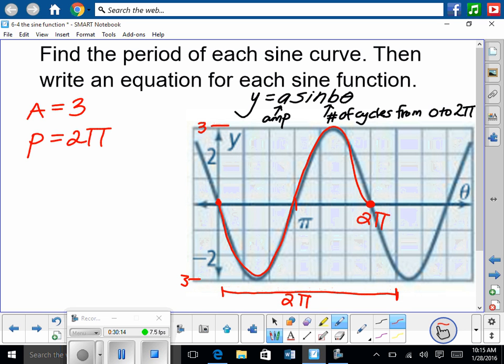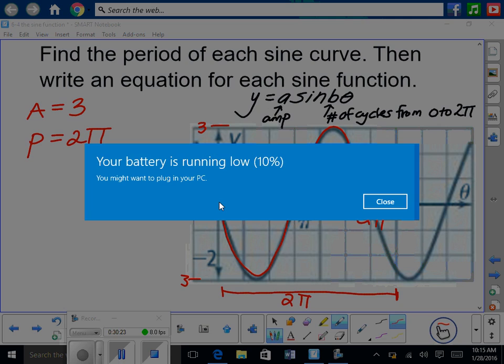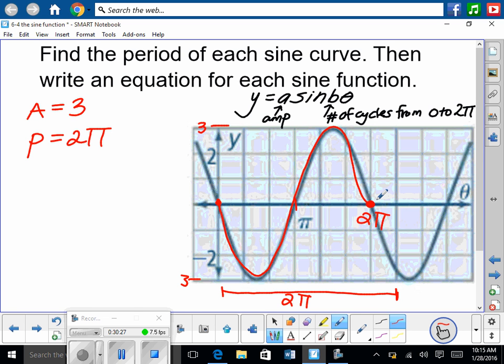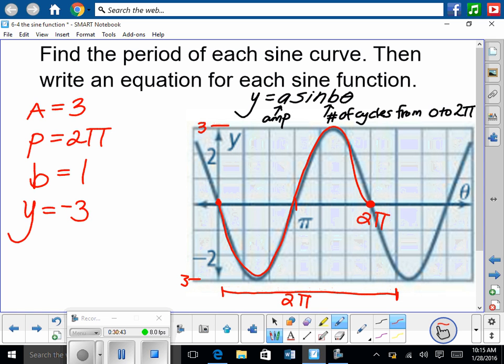So now we need to know the number of cycles from 0 to 2 pi. You can either use your picture or use that formula and work backwards. I'm just going to use my picture. From 0 to 2 pi, how many cycles did we have? 1. So won't our b value be 1? All right, so our b value was equal to 1. So we will go ahead and write it. y is equal to, because it drooped down in the negative direction, -3 sine of 1 theta.